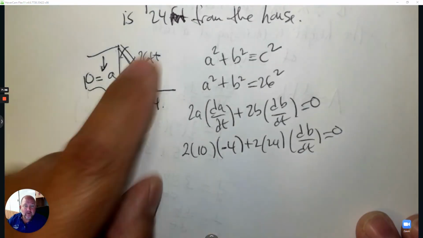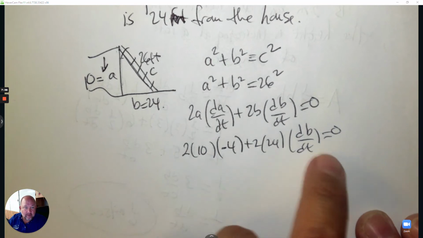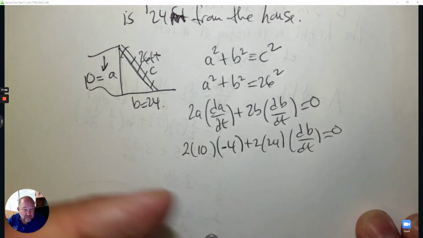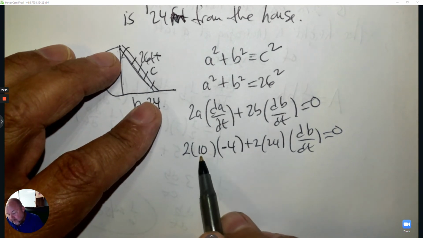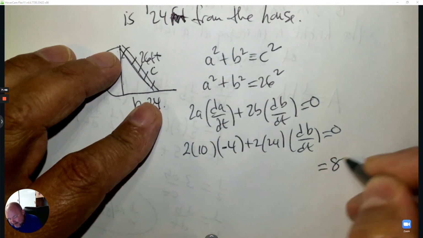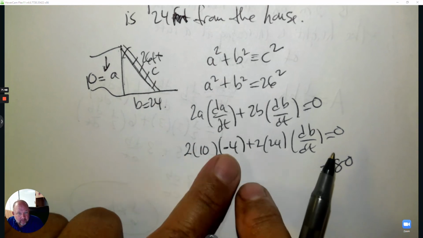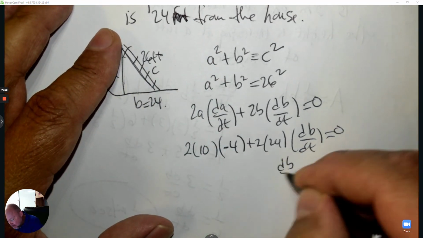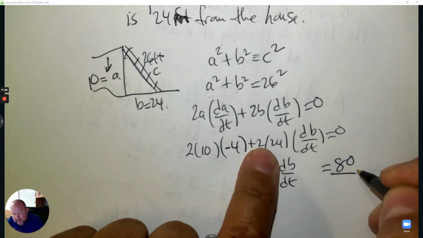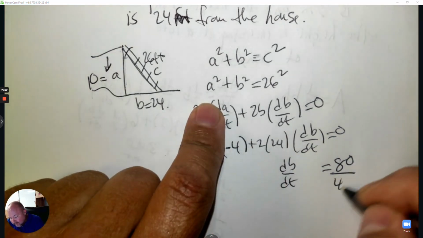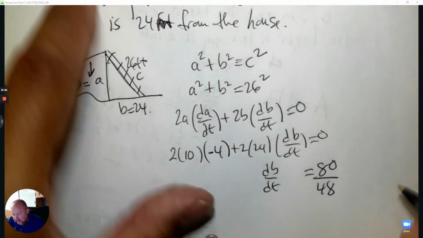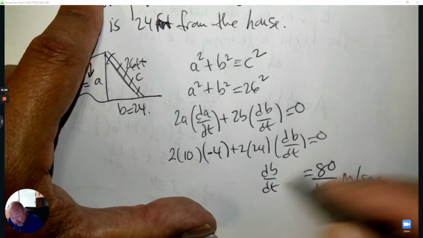And now you did the calculus, you substituted in the values, made sure that negative number because it's decreasing, and now you just have to solve it. So this is negative 80, so I'm going to add 80 to the other side. 20 times 4, that's 80. It's negative, add it. And then to get dB by dt by itself, you divide by, what is this number, 48. Don't reduce it. And then what are the units for this? It's meters per second. And you answered it.